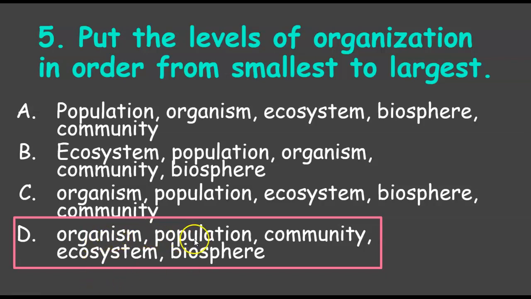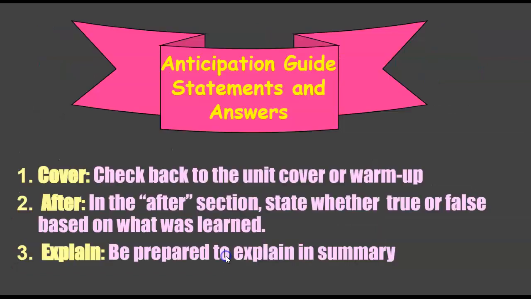Add a couple organisms of the same type, you get a population. Add a couple different types of populations, you get a community that are interacting together. Add the community with the abiotic, the non-living things, and you get an ecosystem. Add a bunch of ecosystems together, you get the biosphere where everybody lives.